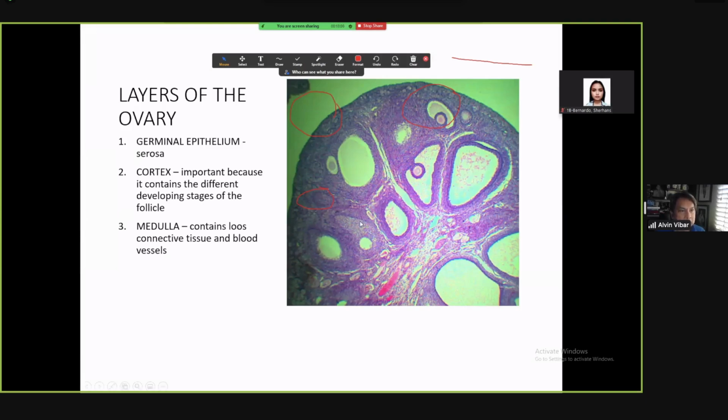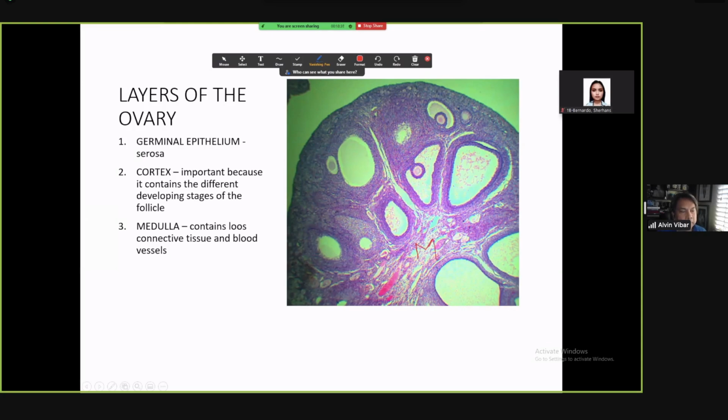Okay, let's start with the histology of the ovary. You're going to see two main layers. We call them the cortex and the medulla. From this part up to this part is the cortex, and this is the medulla.